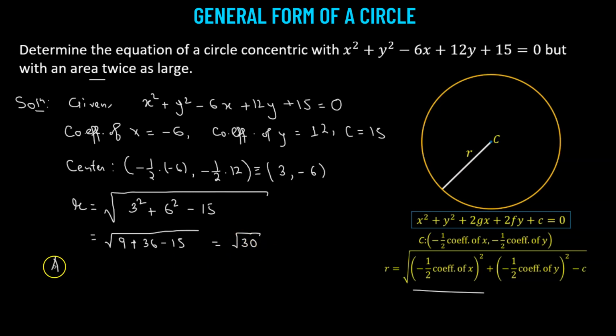We can also define the area. Let's call it A1. We know that the area of a circle is defined by pi r squared, so we're going to get 30 pi. This is going to be the area of the circle whose equation is given to us. We have obtained a center as well. Now we need to obtain the equation of a circle which is concentric with the circle. That means they're going to share the same center, but its area is going to be twice as large.